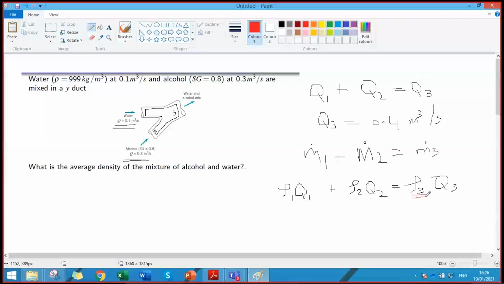In this equation we know all the terms except rho 3. Only rho 3 is unknown, and we know all other terms. That is, we know rho 1, we know Q1, we know rho 2, we know Q2, and we know Q3. So when we solve this, we'll get the density of the mixture, that is rho 3. Clear?